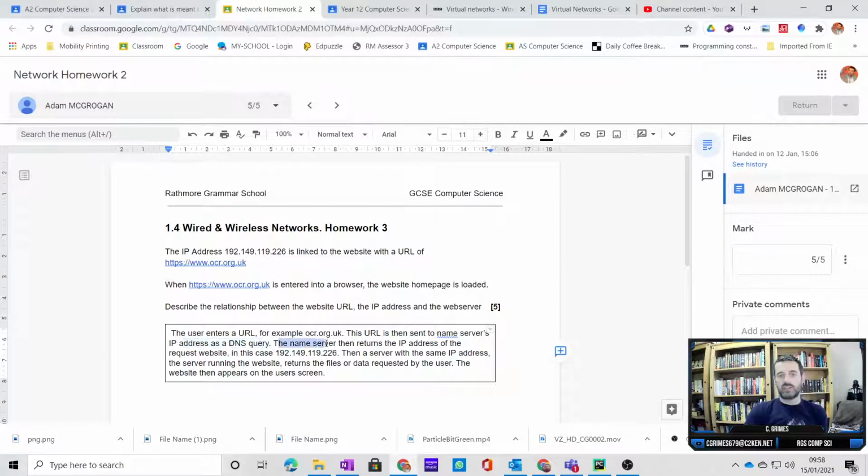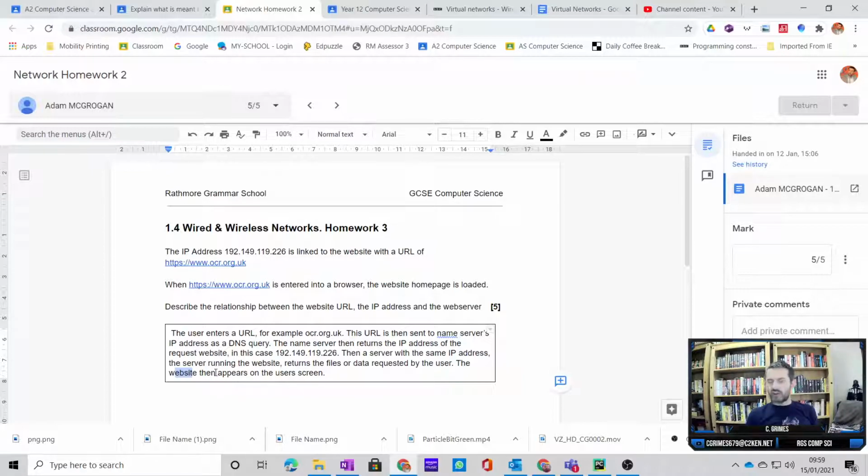Third mark point, the name server returns the IP address of the requested website, and it gives the example. In this case, we've got the IP address. So we've now got an IP address, and we can make a connection with that server, and we can request the file, which in this case was a web page. So Adam then says a server with the same IP address, the server running the website returns the files that were being requested to the user. And finally, for the 5th point, the OCR website will appear on the user screen.